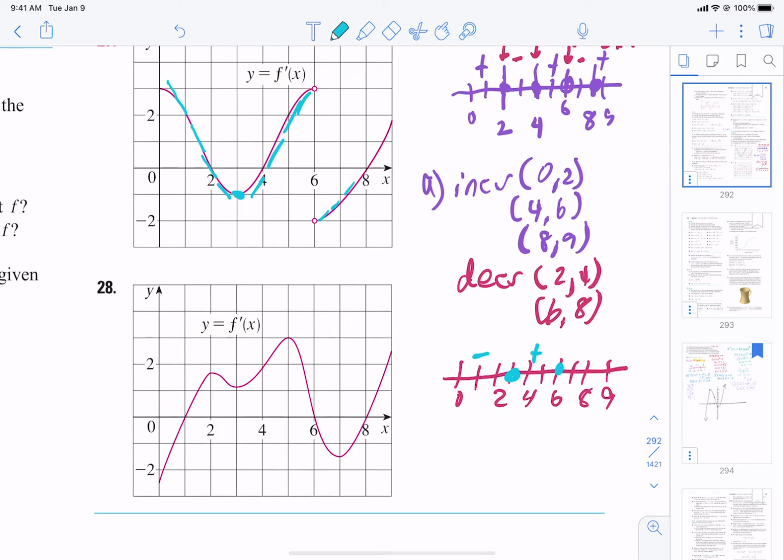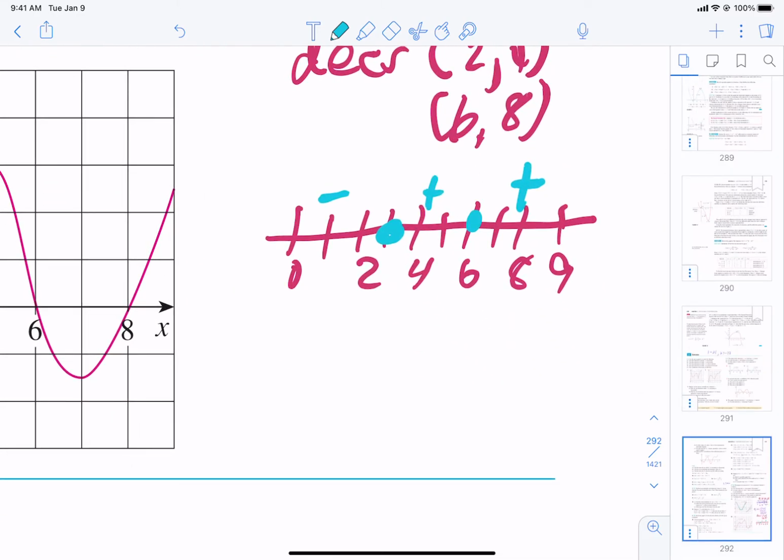And here again, the slopes are all positive. Well, what does that tell us? Well, it tells us the concave up and down. It tells us if we have a point of inflection. Okay, so let's look at what we know.